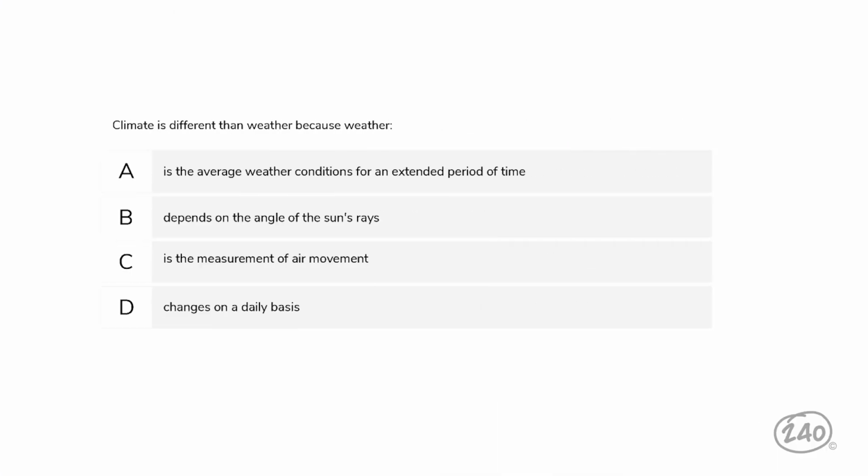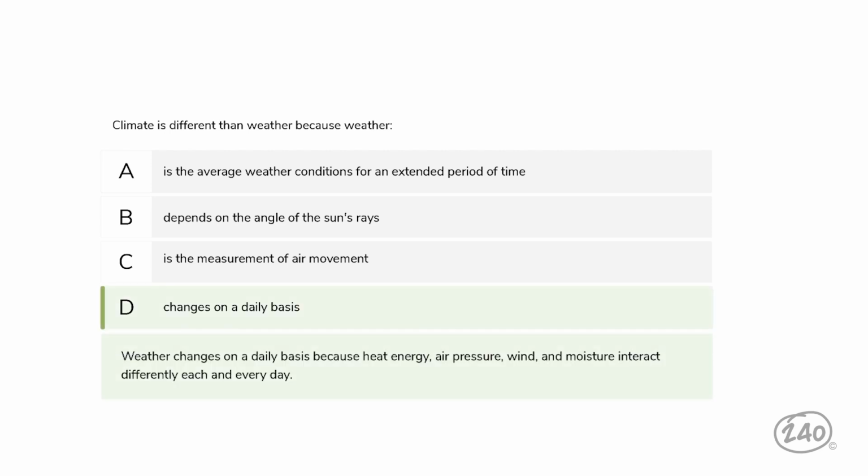Let's look at one from weather and atmosphere. Climate is different than weather because, well, we talked earlier about how climate is long-term while weather is short-term, so that means this answer is best.